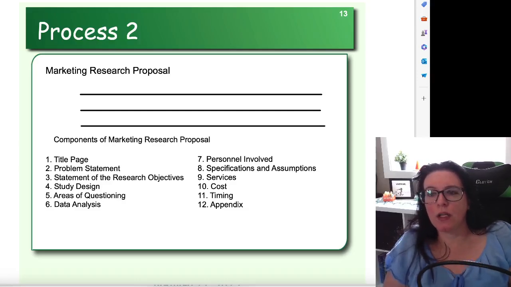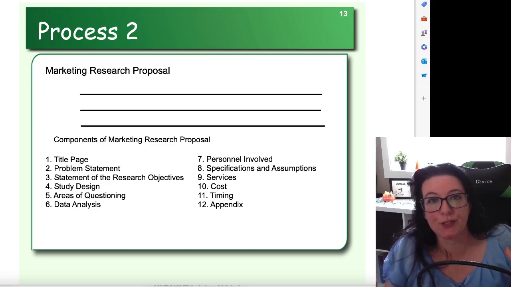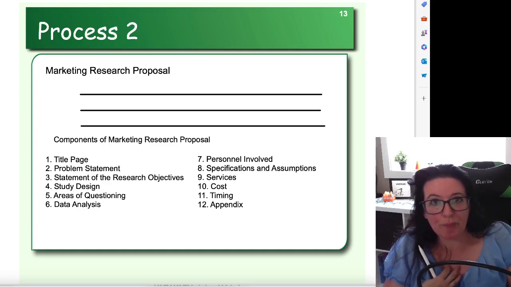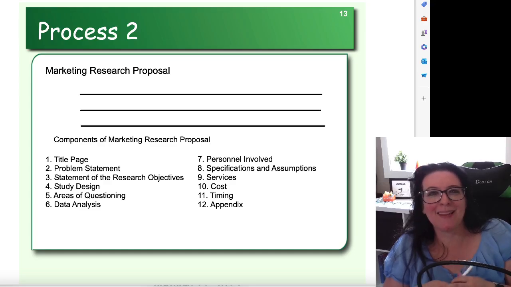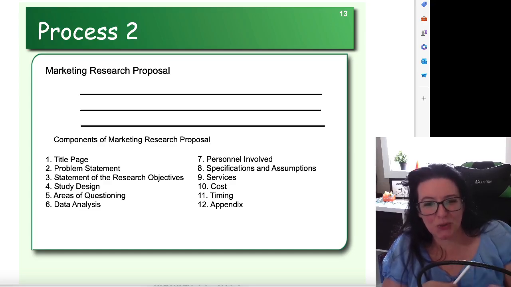In this video, we're going to look at how to create a research proposal. So again, if you are hiring someone to do the research for you, so you're going external, you've created a request for a proposal, and then in come these proposals. So let's look at what would be in those documents that they would provide to you.